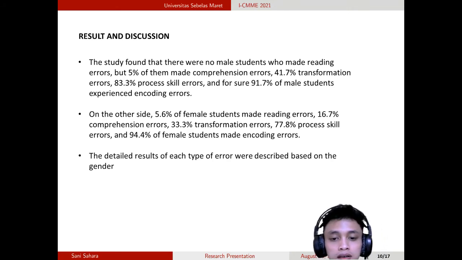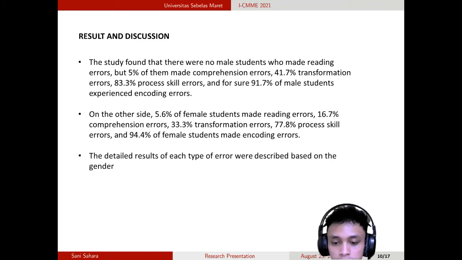On the other side, 5.6% of female students made reading errors, 16.7% comprehension errors, 33.3% transformation errors, 77.8% process skill errors, and 94.4% of female students made encoding errors. So the detailed results of each type of error were described based on gender, male and female.